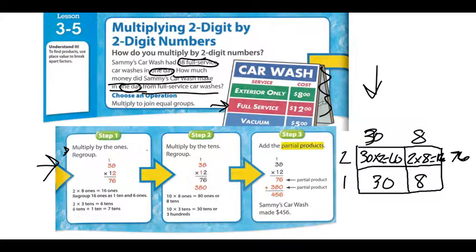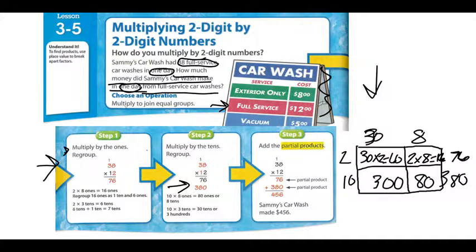But wait a second. Does that make sense? Can it be 38? I see what my mistake is. I put 2 and 1. It should be 2 and 10. That makes more sense. So 30 times 10 is 300. There we go. And then 8 times 10 is 80. So that's 380. Notice that's what they got over here for their partial products.